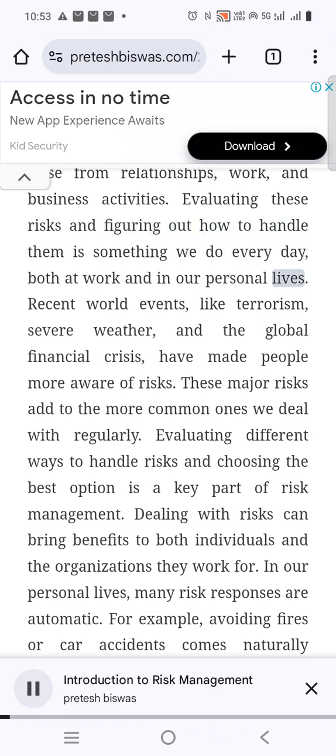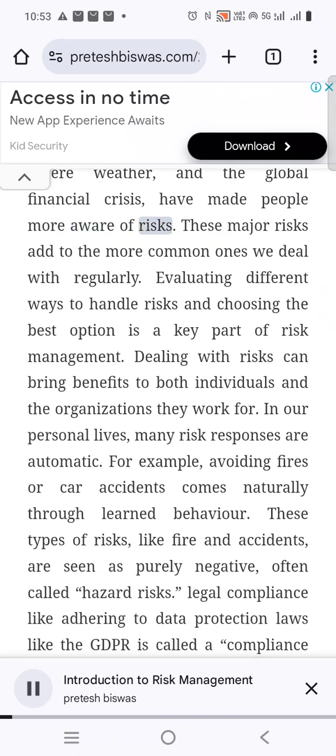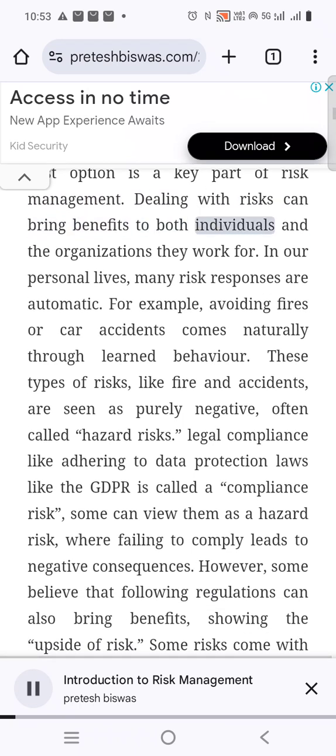in our personal lives. Recent world events, like terrorism, severe weather, and the global financial crisis, have made people more aware of risks. These major risks add to the more common ones we deal with regularly. Evaluating different ways to handle risks and choosing the best option is a key part of risk management. Dealing with risks can bring benefits to both individuals and the organizations they work for.